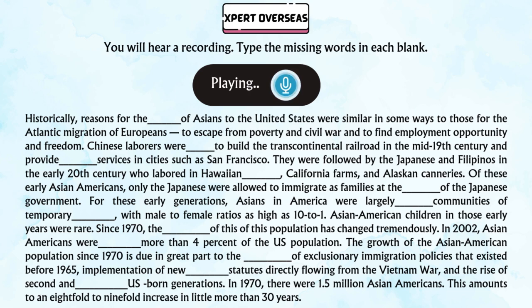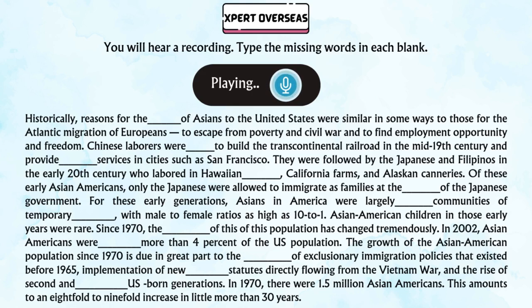Of these early Asian Americans, only the Japanese were allowed to immigrate as families at the insistence of the Japanese government. For these early generations, Asians in America were largely bachelor communities of temporary sojourners, with male-to-female ratios as high as 10-1. Asian American children in those early years were rare.